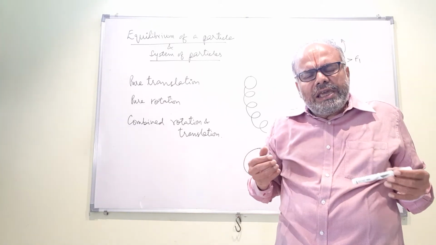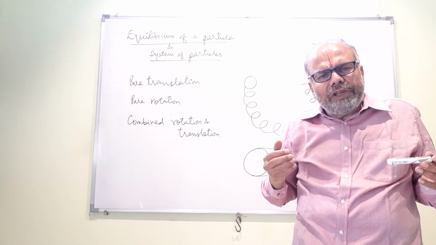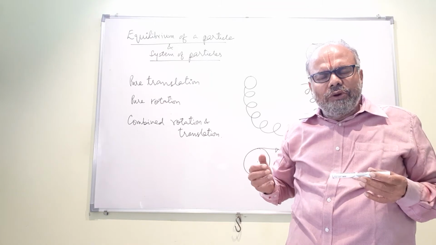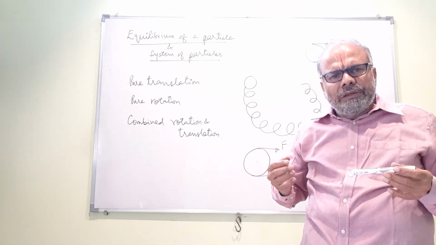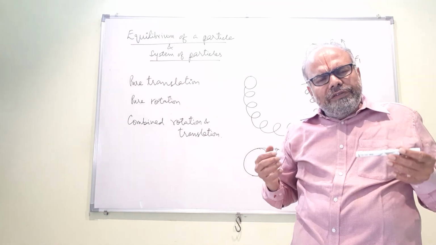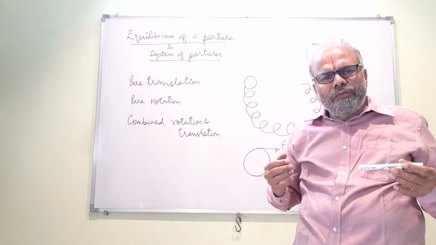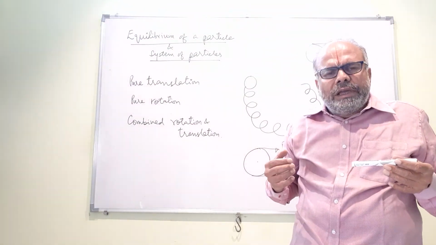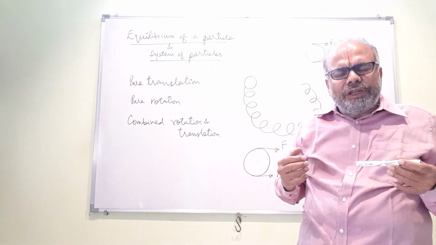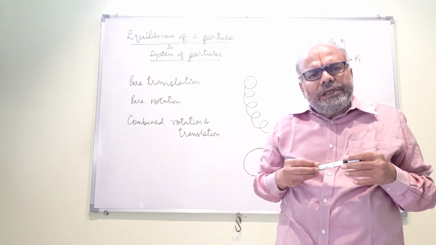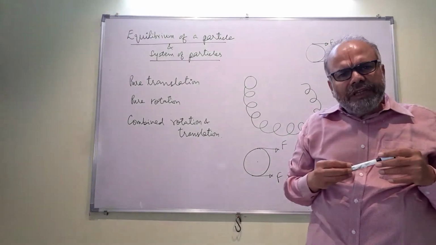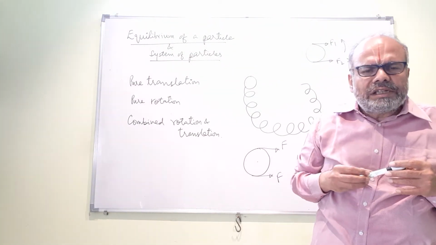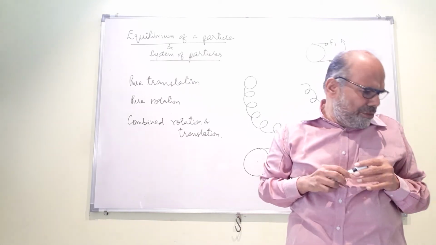Just as when we say that when a body is moving at constant velocity, the net force is zero, similarly, when the net torque is zero, the body could be rotating at constant angular velocity. So therefore, the earth is in dynamic rotational equilibrium and it is not in translational equilibrium.